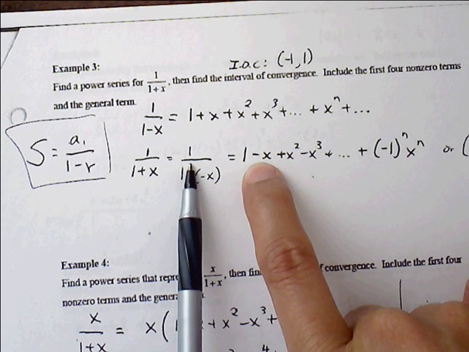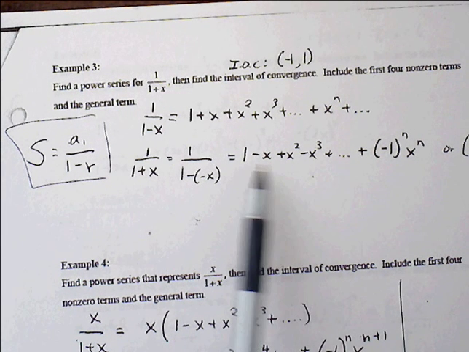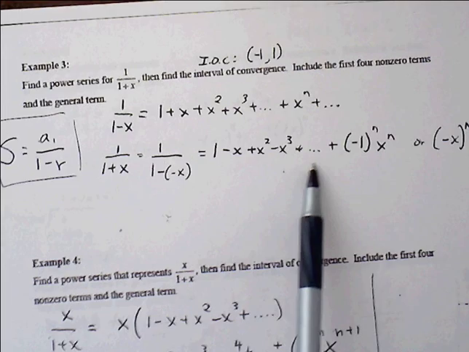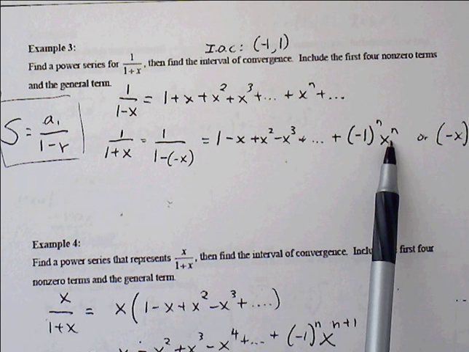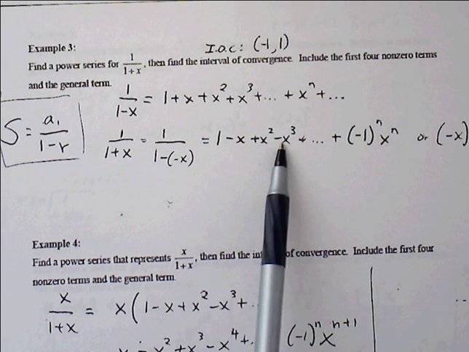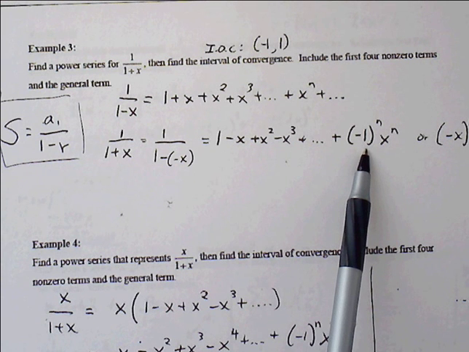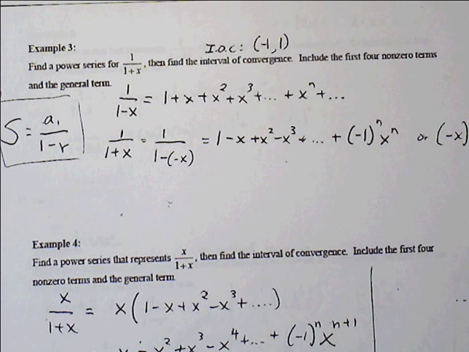Our a sub 1 must be 1. So each term we're going to keep multiplying by negative x. So therefore we get 1 minus x plus x squared minus x cubed. And we can write our general rule, which is -1 to the n times x to the n. We have an alternating series. The terms will alternate signs, x to the n. So we can either write it like this, or we can write it as (-x) to the n.